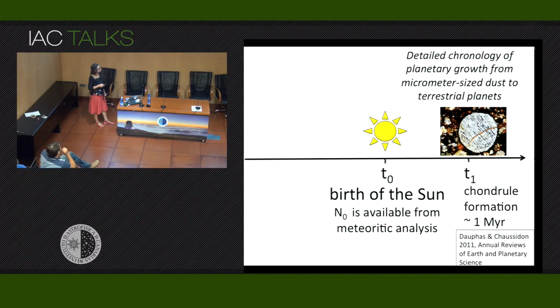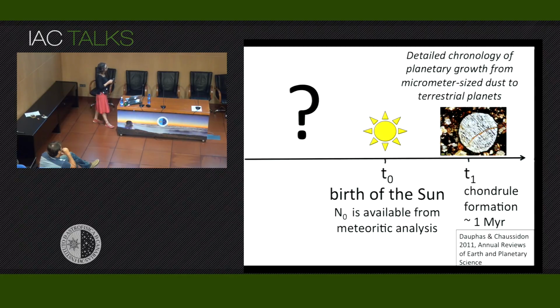If you're interested in this topic, this is not my field, but there's a very good review from 2011. Here I just put one famous example. We have these chondrules that are little droplets of melted rocks that are found in most meteorites. And it's still not that clear how they formed, but thanks to using this clock, it could be measured that they formed about 1 million years after the birth of the sun.